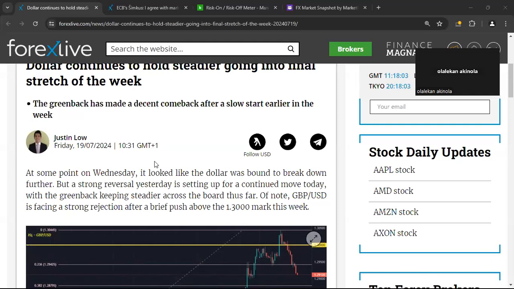So clearly the dollar lost so much value with the USD index falling as much as 103.30 this week. You know, and this is what this particular writer was talking about. It looked like the dollar was bound to break down further, but a strong reversal yesterday is setting up for a continued move today, with the greenback keeping steadier across board so far. And this justifies the presence of the dollar as the strongest currency in the market right now.